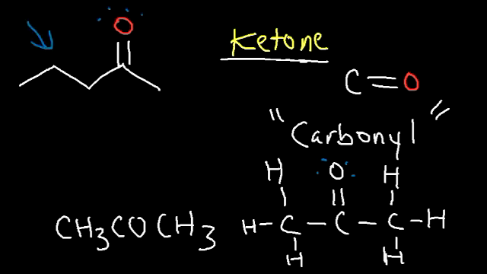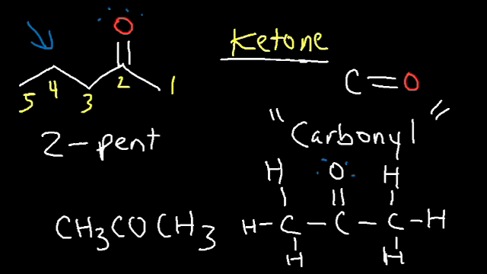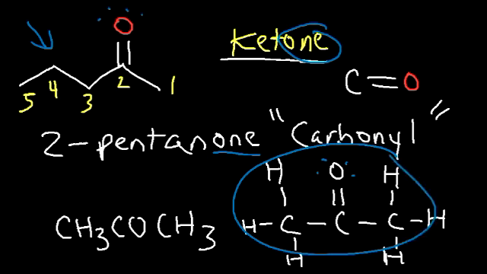Now, this particular ketone, we have 5 carbons, and the carbonyl group is on carbon 2. So instead of saying pentane, it's 2-pentanone. So the suffix for ketone is ONE. Now, what about the ketone here? How can we name the 3-carbon ketone? What's the common name and the IUPAC name?